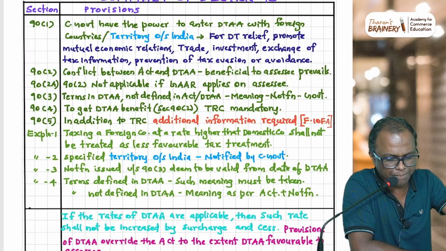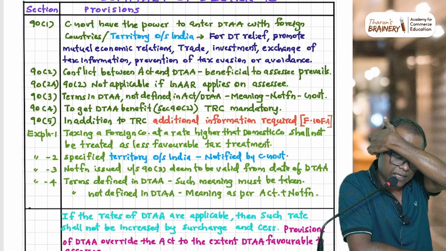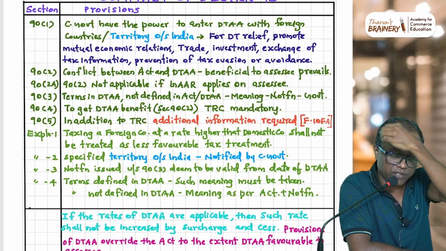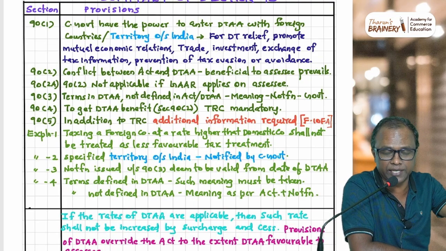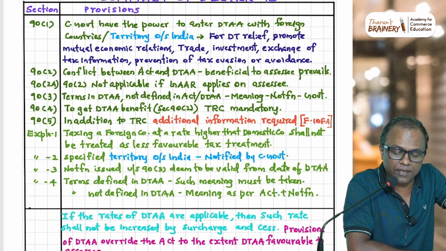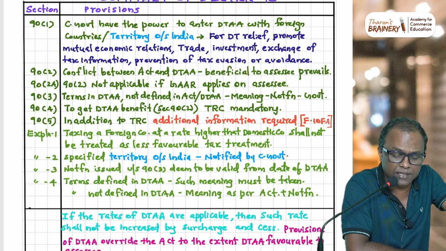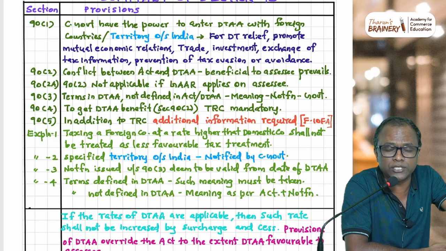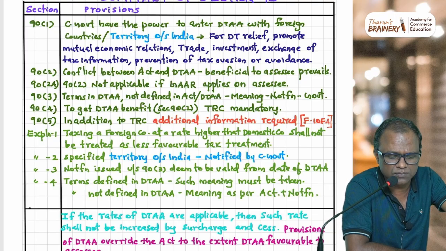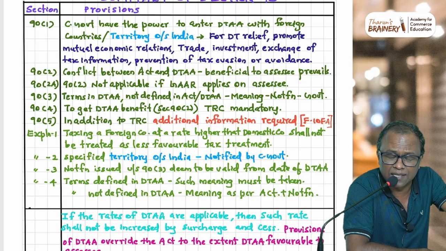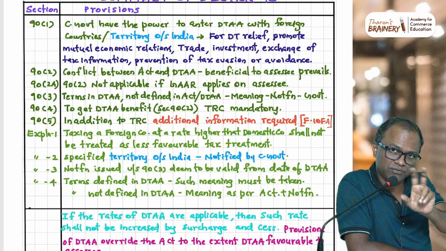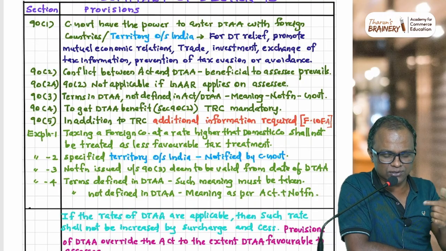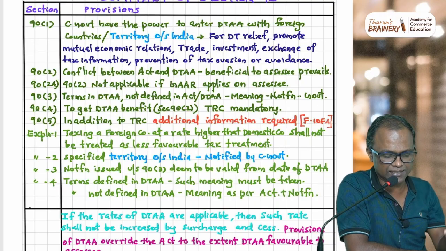Second one, there are certain specific territories outside India notified by the central government for the purpose of entering into DTA agreements. Usually, the central government can enter into a DTA agreement with a country outside India. But there are a lot of other areas which are not a country. The international community has not accepted them as a country. Some territories, Hong Kong, Bermuda Islands, Netherlands Antilles, are examples. But with those territories also, the central government has the power to enter into a DTA agreement. That is what Explanation 2 says.